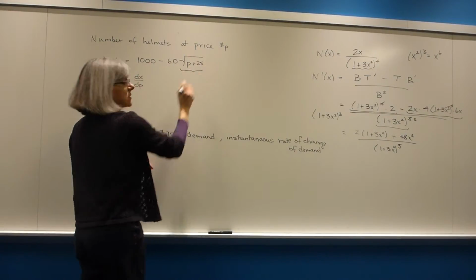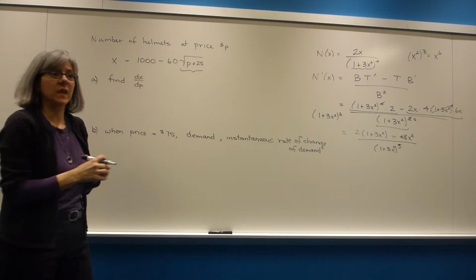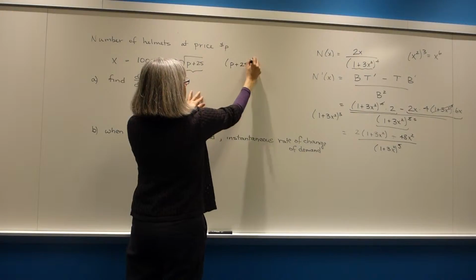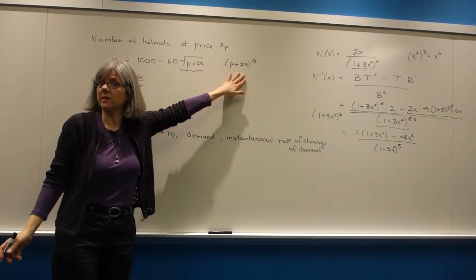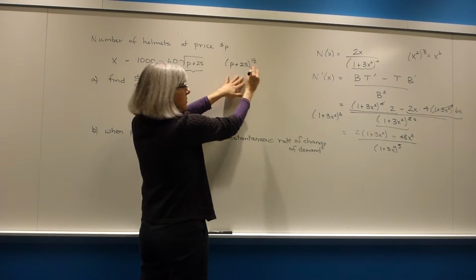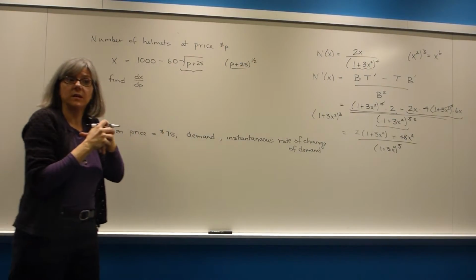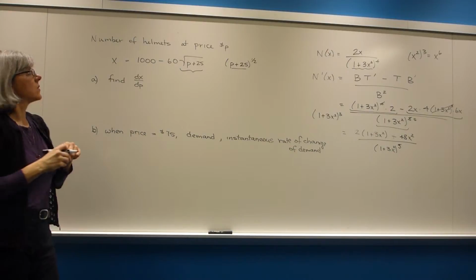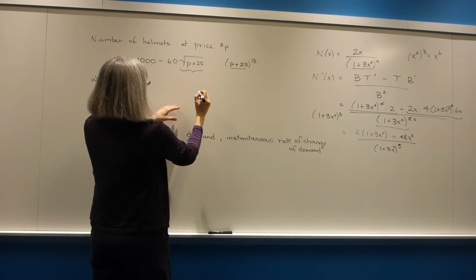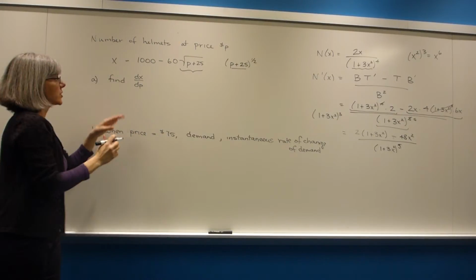What do I know about this part? You can't do square roots, we have to bring it up. I need to put P plus 25 to the 1/2, and then I have to use the chain rule because it's a composite function. It's something to the 1/2, so that's my inside, and the outside is the square root of x.